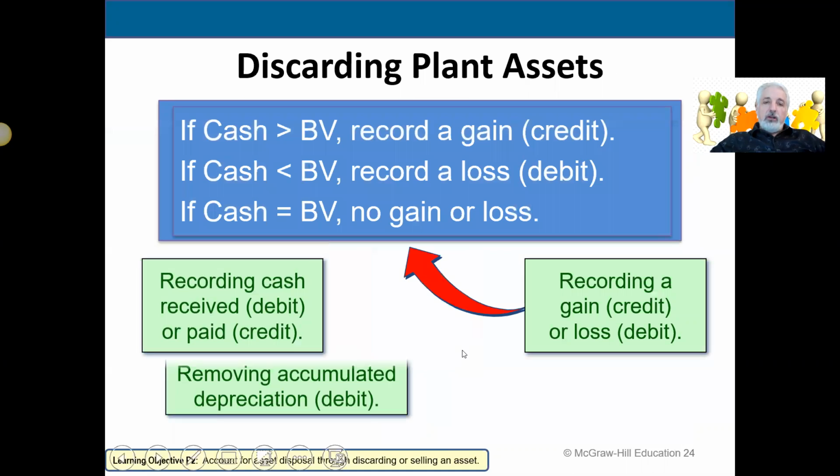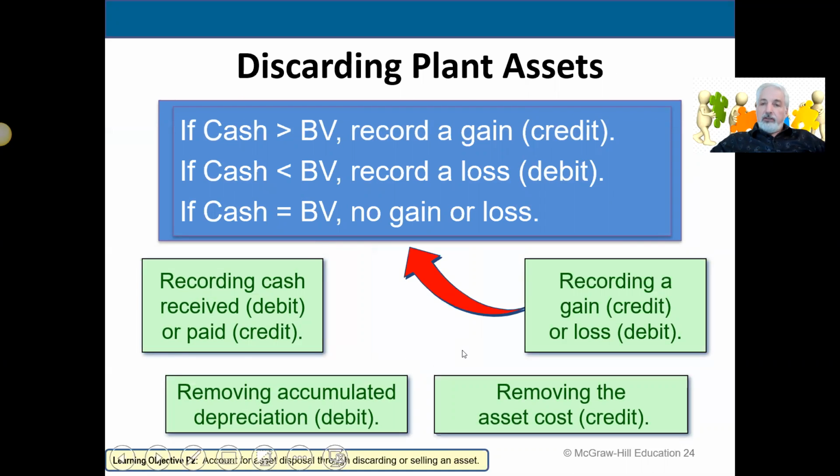Okay, if cash is greater than book value, you get a gain. Credit side, revenue side. Cash is less than book value, you record a loss. Left side, debit side, expense side. If cash equals book value, no gain or loss. We just saw that. We just demonstrated that.